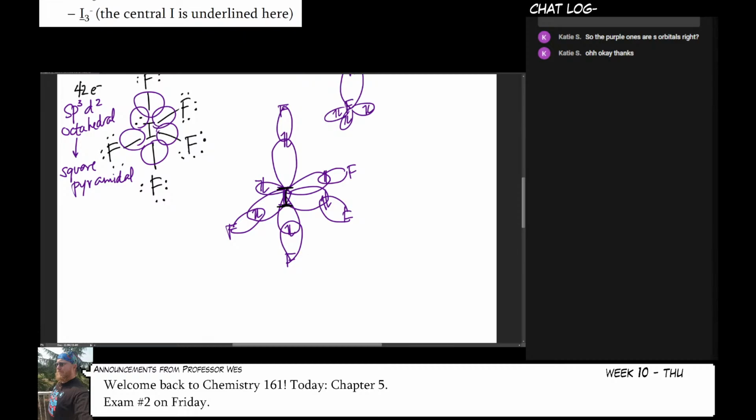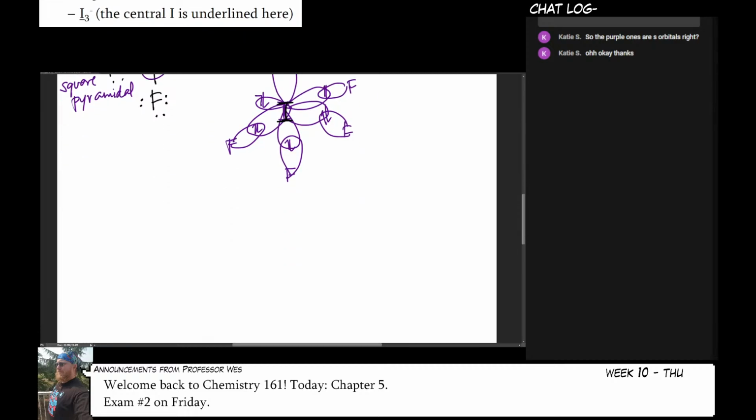And then the last one we have is triiodide. Why are we using iodine so much? Because it just makes a lot of covalent bonds. Triiodide has this as its Lewis structure. This one I've memorized.